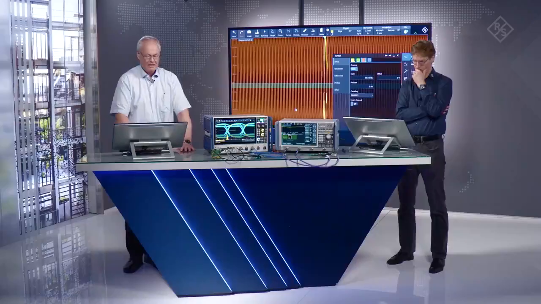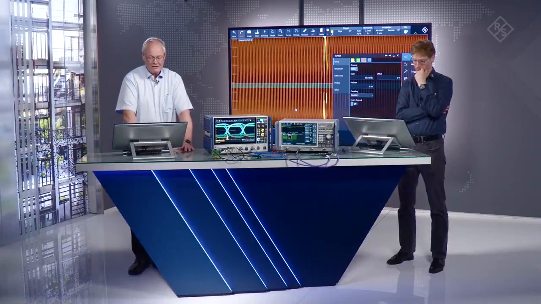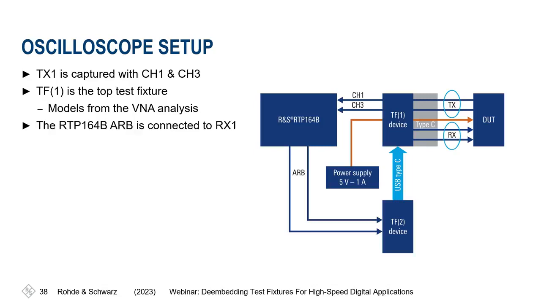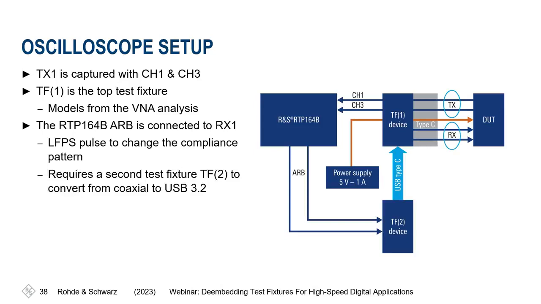Do not forget that. The oscilloscope setup that you can see in front of me consists of an RTP, where we capture channel 1 and 3 on the transmit side. We have the test fixture 1, which is the one that we analyzed with the VNA, and we have models for that. We use the ARB generator inside the RTP that is connected to receive line 1. While we're doing that, the ARB asserts an LFPS pulse to change the compliance pattern, and this requires a second test fixture to convert the coaxial part to a standard USB cable here.